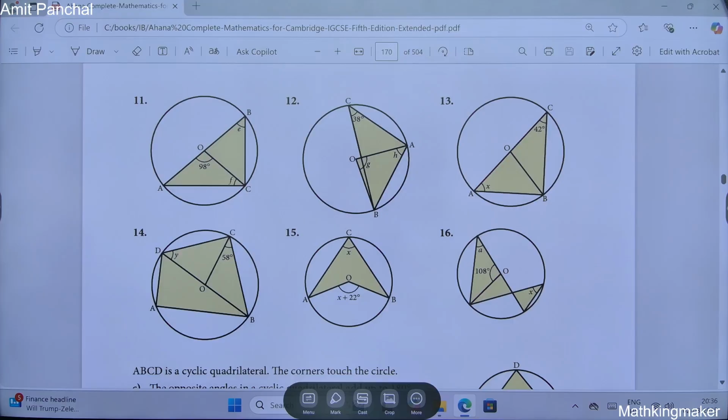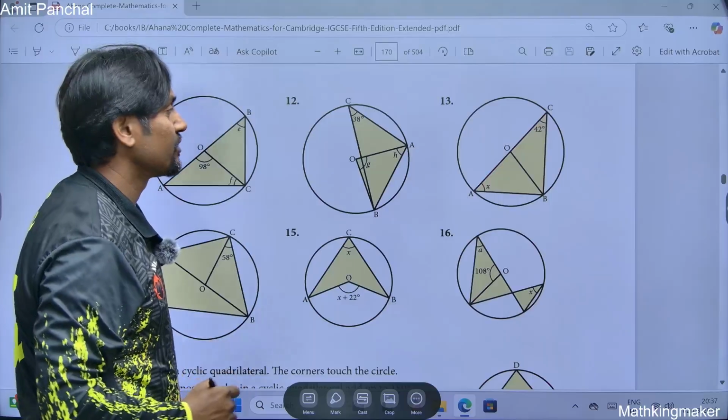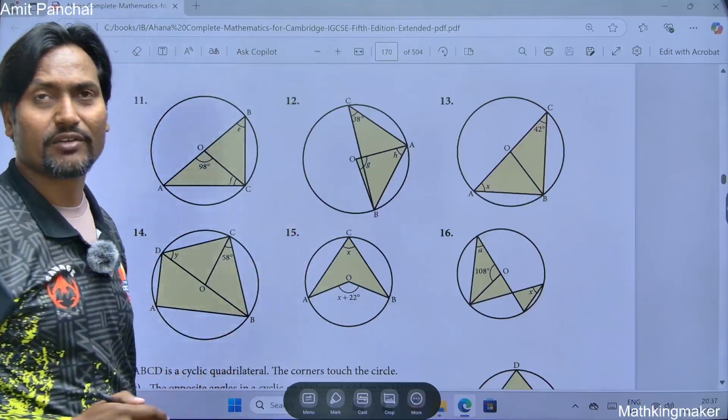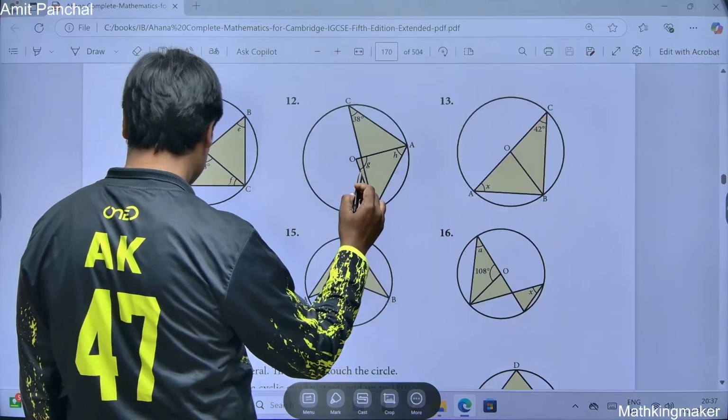Okay, so I got E as 98 and this one, F, as 38. G is 38, how? Because the lines that make up G are also being made at the center. This G is made at the center, so the center angle will be twice of this one. G will be 76.